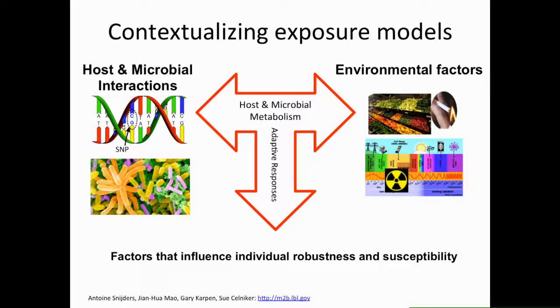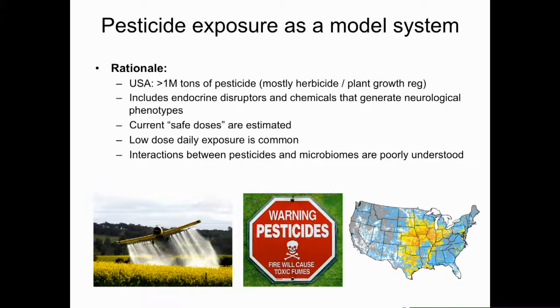So what we're trying to do is understand how to complete this picture, how to understand the impacts of genetics and microbial content in the processing of environmental compounds. The model system that we're working on is pesticide exposure. Pesticide exposure is a lovely model, extremely prevalent in the environment. I already gave the example of atrazine. They constitute endocrine disruptors. Many of them generate neurological phenotypes. Paraquat, for instance, is a Parkin mimic in fruit fly, and also causes Parkinson's-like symptoms in humans.